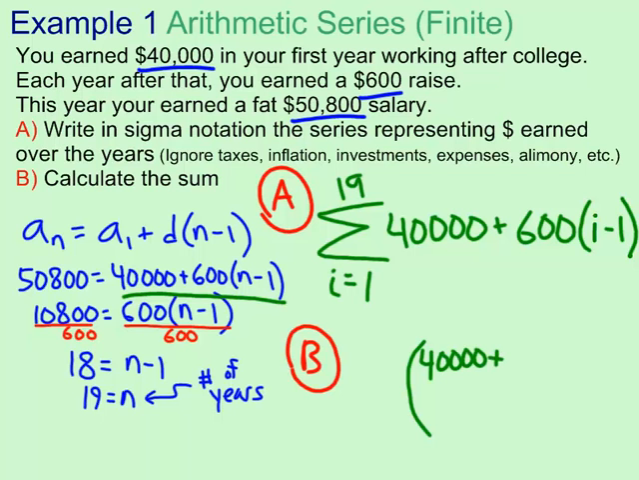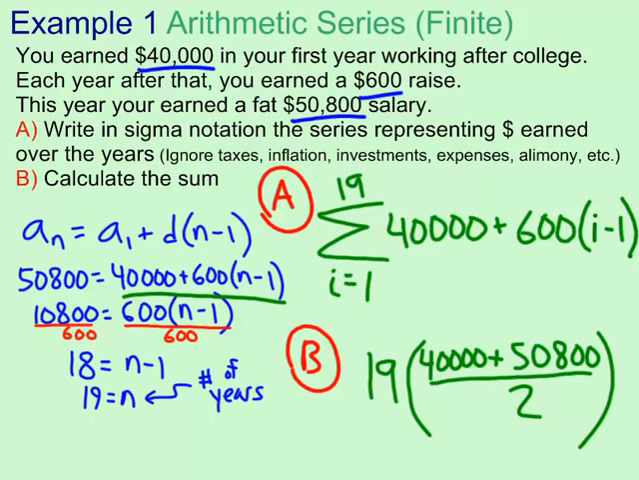So if I just take the average of the 40,000 and the 50,800, I take the average of those two numbers, that's the average number for all the years, multiplied by the number of years, which we determined is 19, and that is going to give me the total sum. So I'm going to trust you can do that on your calculator with ease and get the same result that I do, which is 862,000.